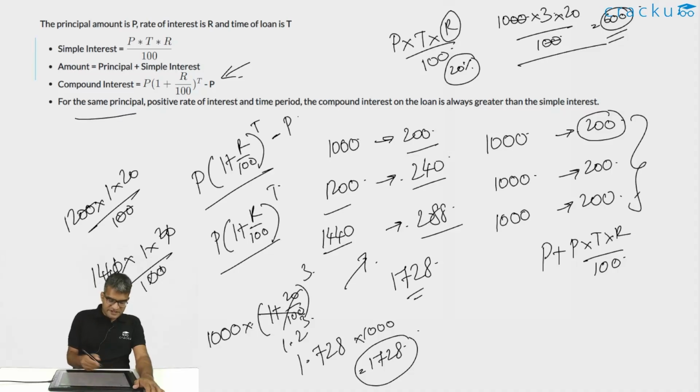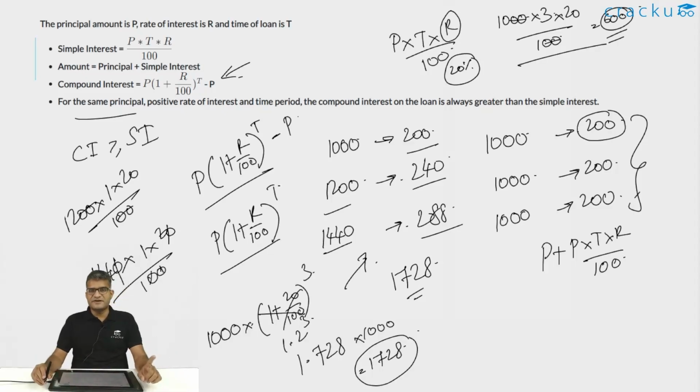Now for the same principal, positive rate of interest and time period, the amount of interest generated on compound interest is always greater than or equal to that of simple interest. If the time period is 1, the equality will hold. If the time period is greater than 1, the compound interest will be definitely greater than the simple interest. To understand this concept better, let us solve some questions.